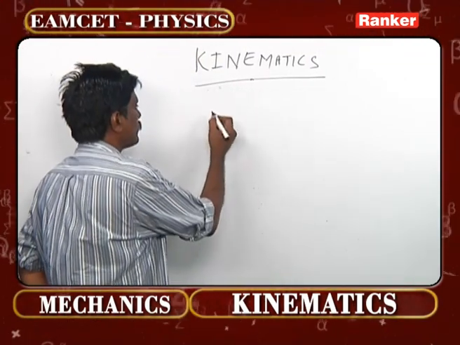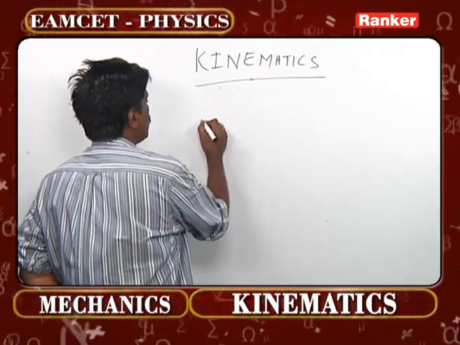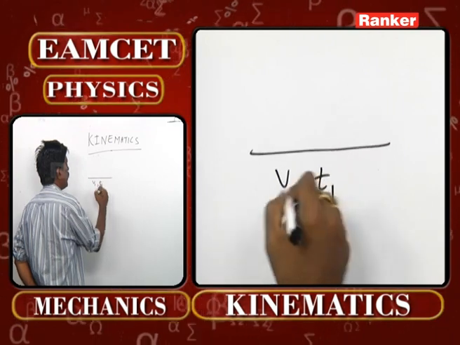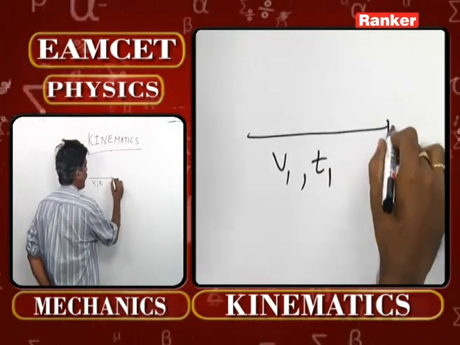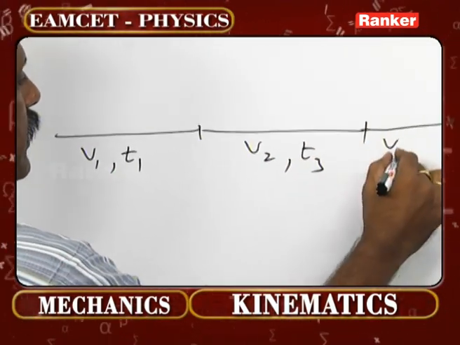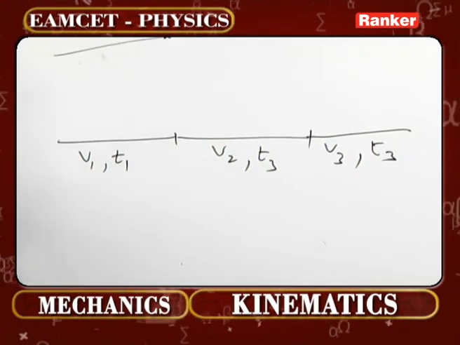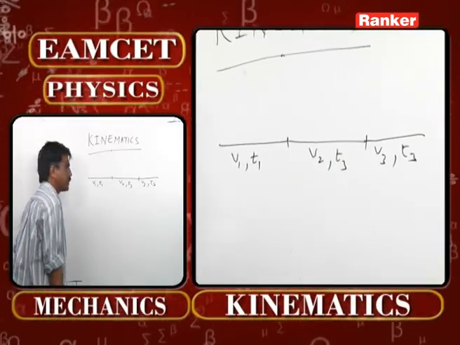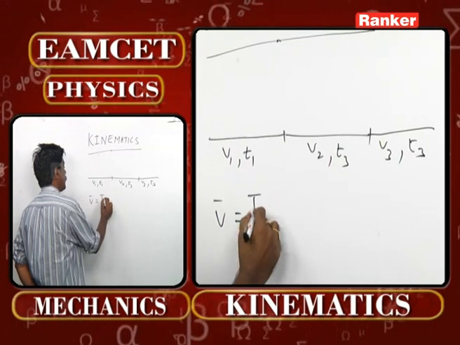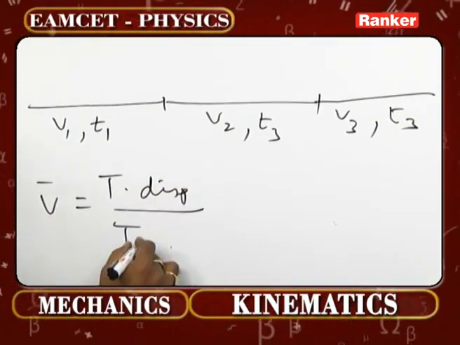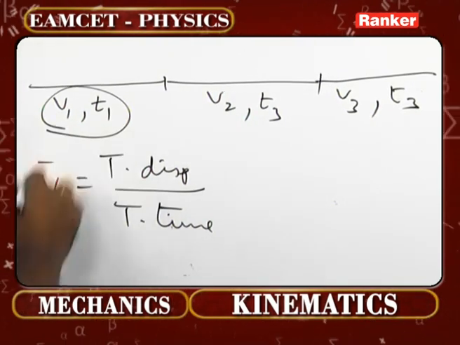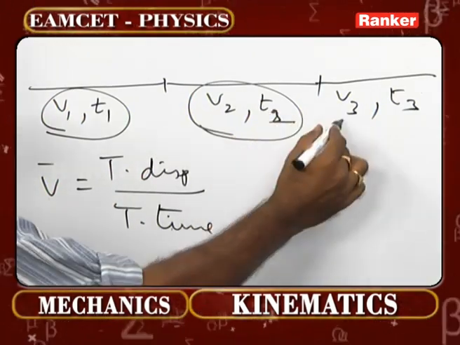Now, let us take another case. Suppose a particle travels with velocity V1 for an interval of time T1, and then it travels with velocity V2 for an interval of time T2, and then with velocity V3 for an interval of time T3. In this case, how to find the average velocity? Here also the definition is same. Average velocity is equal to total displacement by total time taken. So total displacement here will be equal to S1 is V1 T1, S2 is V2 T2, S3 is V3 T3.